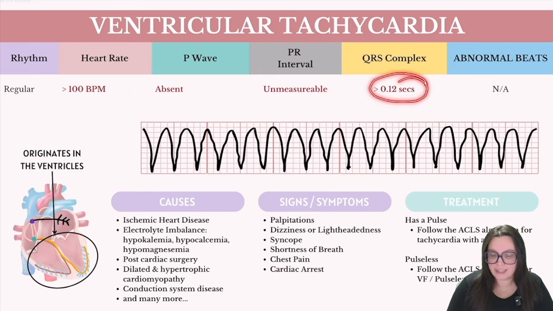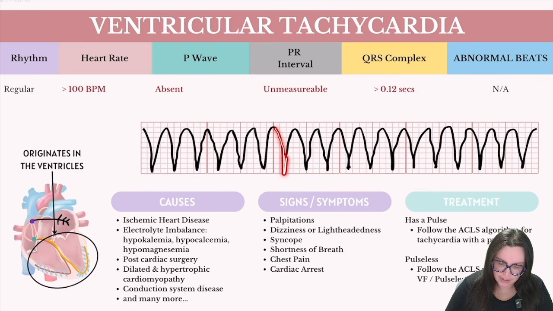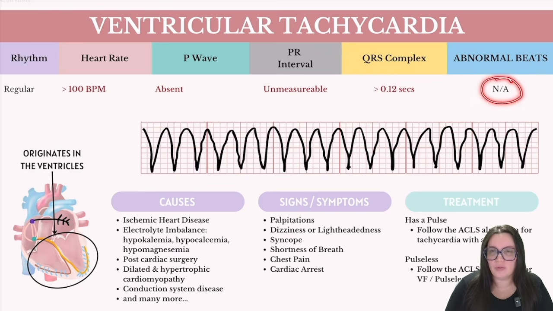Your QRS complex, remember, anytime we have ventricular or bundle branch in the name, our QRS complex is going to be big, wide, and ugly. And as you can see here, our QRS complex is definitely big, wide, and ugly. So it's going to be greater than 0.12 seconds. And then lastly, any abnormal beats. Well, this isn't really normal. We don't have any of those extra beats, those ectopic beats that you would see in those abnormal beats.